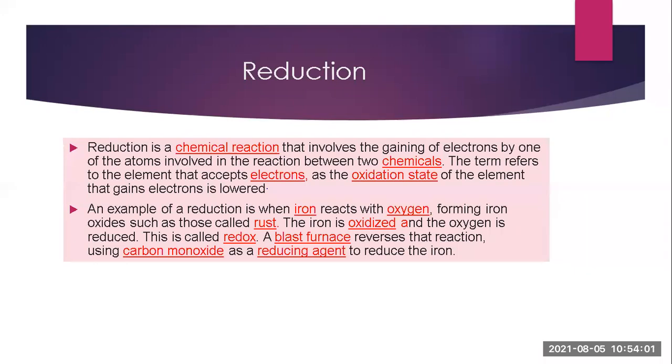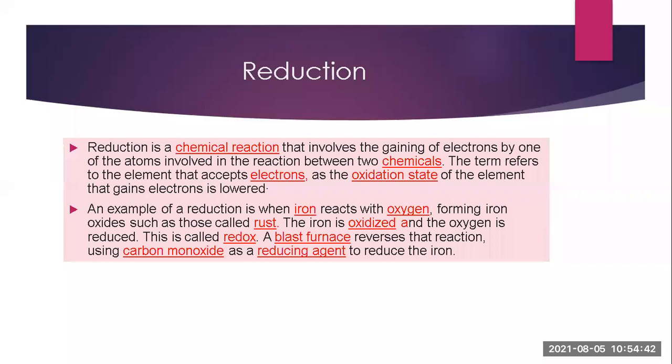If two elements are given to you, one will be reduced and another will be oxidized. One can be reduced by gaining electrons. So the term refers to the element that accepts the electrons. As the oxidation state of the element that gains electrons is low, the oxidation state goes on decreasing. Why? Because if it starts losing electrons, then the oxidation state will increase, but if it starts gaining electrons, then the oxidation state will be lower.